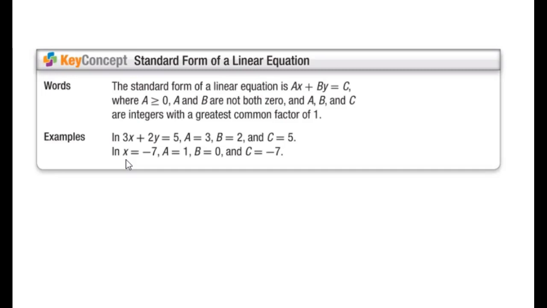So a is equal to 1. Now, you notice there's no y here. If you have no y, or maybe you have no x in the equation, in that case, the number that goes with it is 0. So b is attached to y, and since there is no y, that means b has to be 0. Is that starting to make sense? It might take a couple more examples.